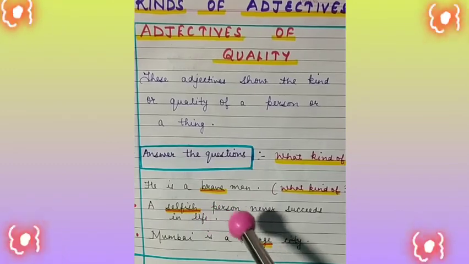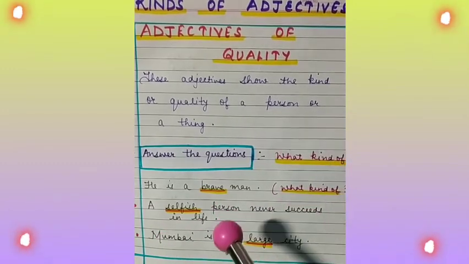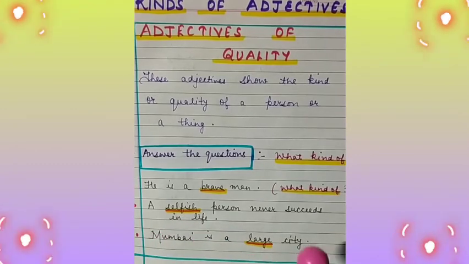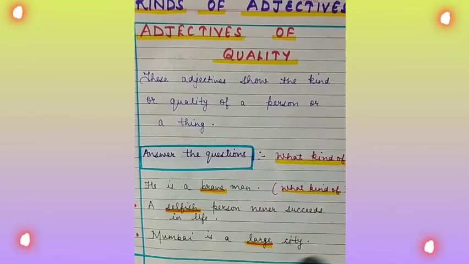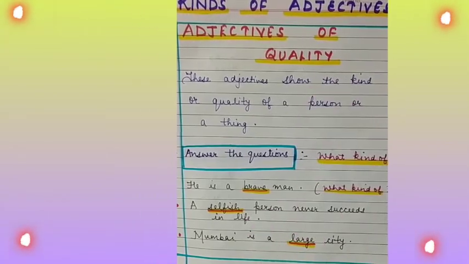A selfish person never succeeds in life. What kind of person? Selfish. Mumbai is a large city. What kind of city? Large. So Mumbai is what kind of city? Large. So it tells us the quality of a person or a thing.